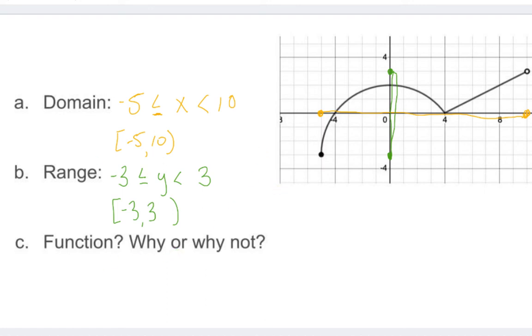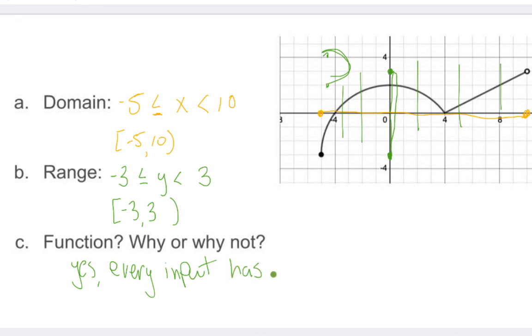Is this a function? If you run a vertical line across this, this is a function. The vertical line will only hit the graph at one point at any time. The graph does not double back on itself. It doesn't do this kind of thing. There are no 2 points stacked above each other. So yes, this is a function. The only reason a relation is a function is because every input has exactly one output, or only one output.